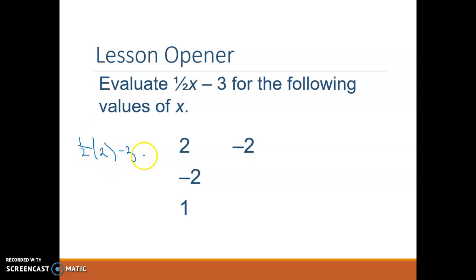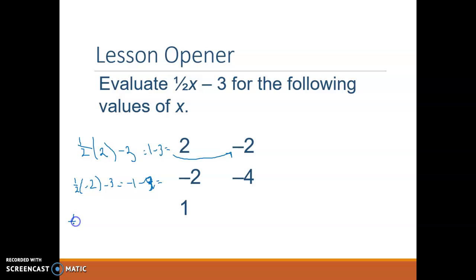minus 3, what we get is 1/2 of 2, which is just 1 minus 3, and 1 minus 3 leads us to negative 2. When we substitute in our negative 2, again using parentheses, 1/2 of negative 2 is negative 1, and negative 1 minus 3, gave the answer away there just a little bit, is negative 4.